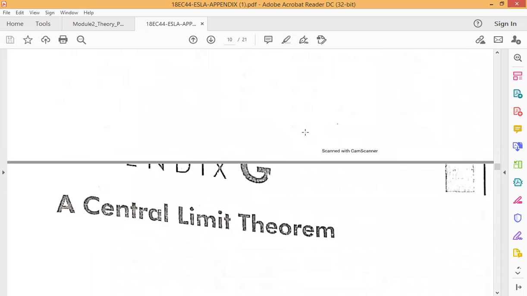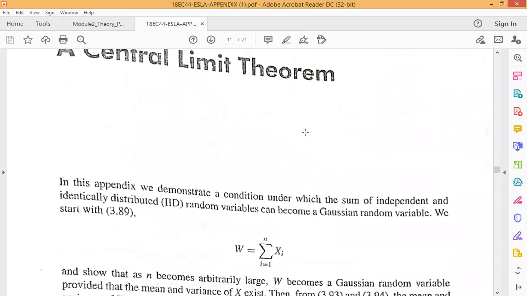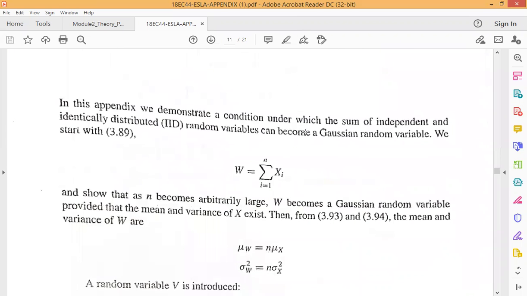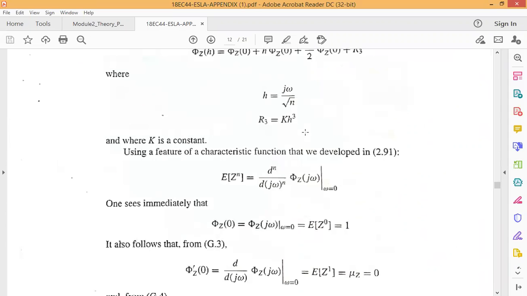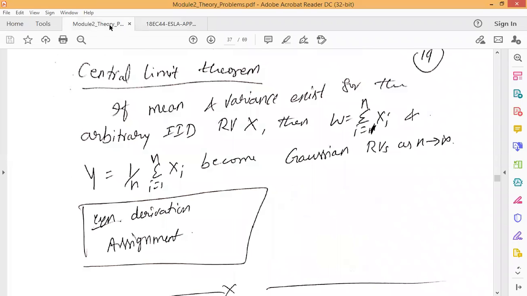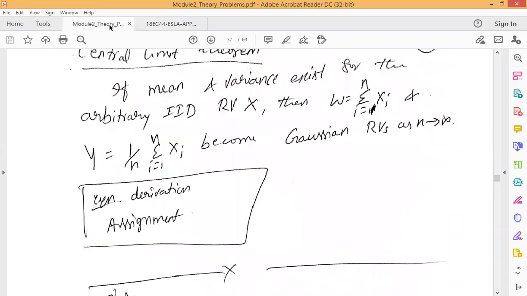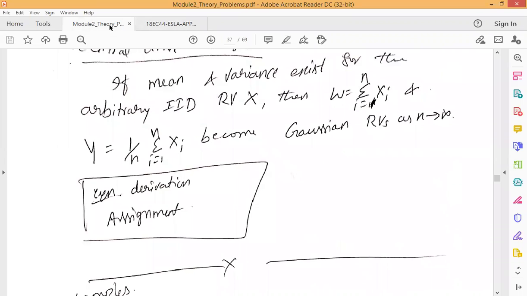I'll just show this. Here they have given the central limit theorem. You can see that they have demonstrated a condition where the sum of independent and identically distributed random variables becomes a Gaussian random variable. For that, there is a two-page derivation. You just go with this, and anyhow I hope the appendices will be given. But make sure that you learn this derivation. So take this as an assignment. We have to submit the assignment once the offline class starts.